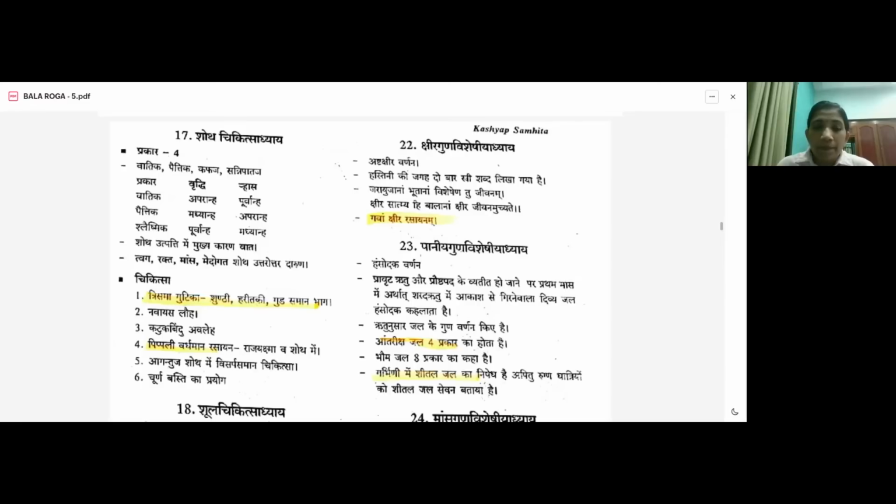the names of these yogas. Navayasa Loha. According to Kashyapa, he mentioned it in Shotha Chikitsa. And also Pippali Vardhamana Rasayana is mentioned under Rajayakshma and Shotha Chikitsa. So different acharyas, according to the Ashtanga Hridaya, I think the Navayasa Loha is explained in Pandu Chikitsa. Okay. And first you study the opinion of Kashyapacharya. Then we will study these yogas in detail. We'll study in the Kaya Chikitsa session. Okay.